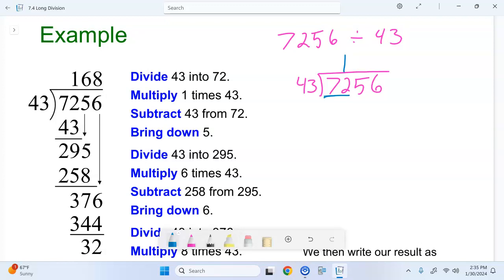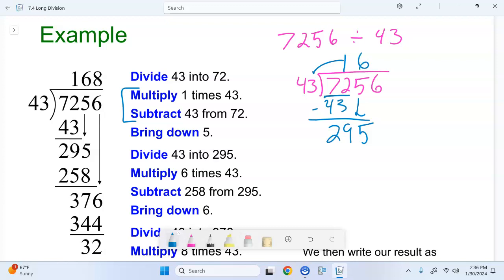Well, it goes in, but doesn't go in evenly. So we need to figure out how much is left over. What's the extra? So we multiply and subtract to figure out the extra. We do 1 times 43, and then we subtract, and we get 29. So we have 29 left over. Can 43 go into 29? No. So then we continue the process, and we look at the next place value over. That's the bring down part. We bring down the 5. Can 43 go into 295? Yeah. How many times? 6.